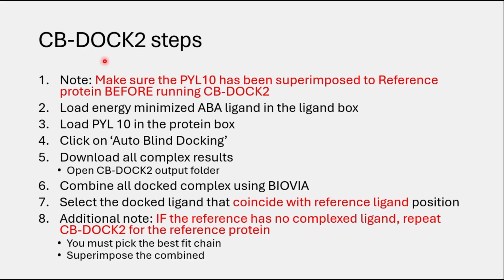Okay, so what we have done is actually this particular step. We superimpose PYL10 to our reference protein before running the CB-Dock2. We load the minimized ABA ligand to the ligand box. We load PYL10 in the protein box. Then we click on auto blind docking, and then we download all the complex results. We open the CB-Dock2 folder. We combine all of that complex using BIOVIA, and we select the docked ligand that coincides with the reference ligand position. And again, if our reference protein does not have a complex ligand, we repeat the CB-Dock2 for the reference protein.